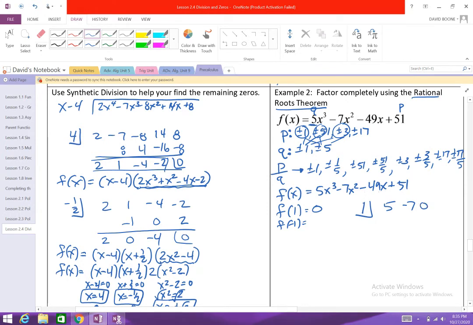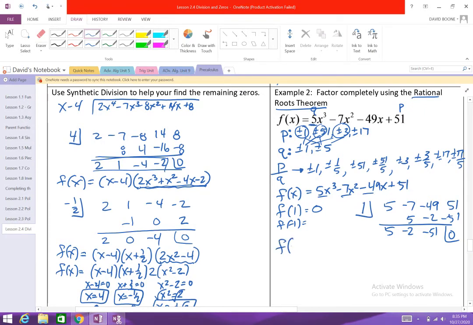I'm sorry, we wouldn't have to put a 0 in there. There's a 49 there, so my bad, because it does go 3, 2, 1, 0. So you get 5, negative 7, negative 49, and 51. And if we bring the first one down, multiply and add, multiply and add, multiply and add, that gives me 0, so you can see that it does work.